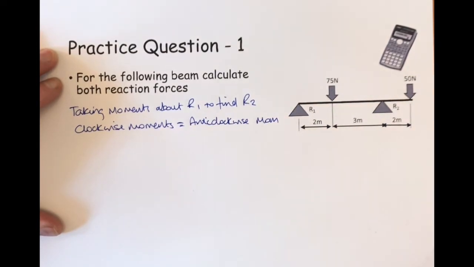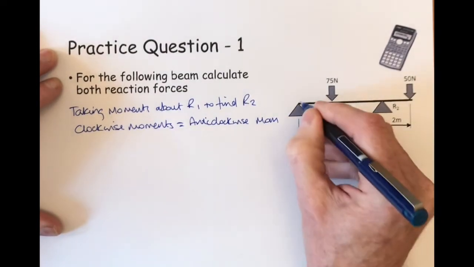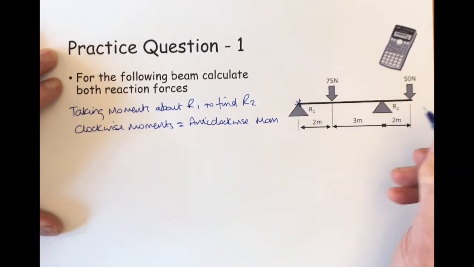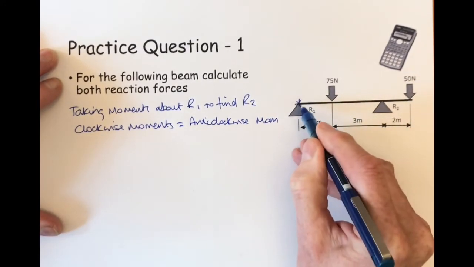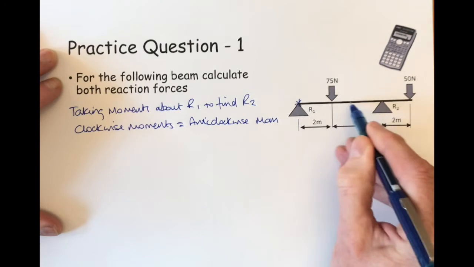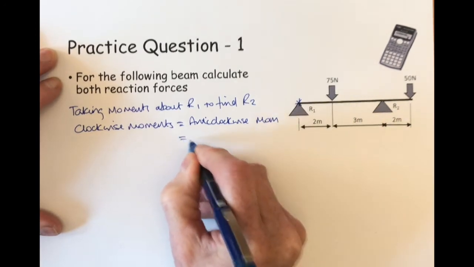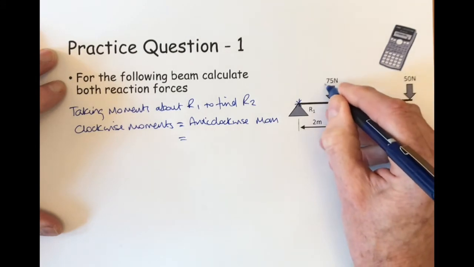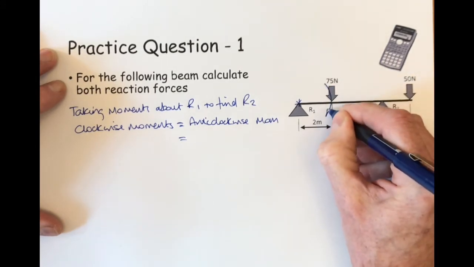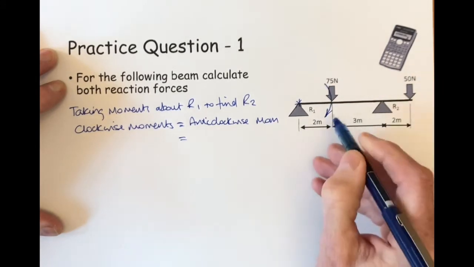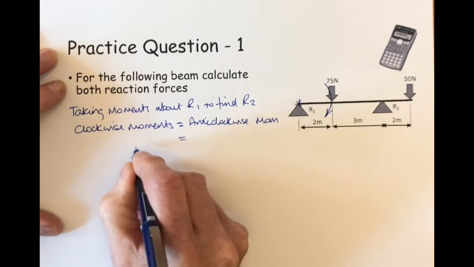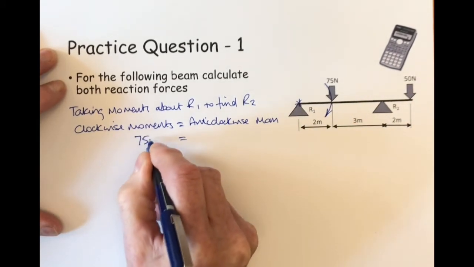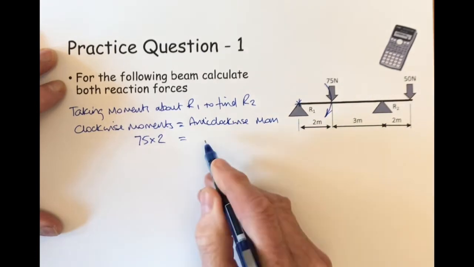So first, I next need to put a star just to remind me I'm taking moments about R1, so I'm going to start here and work from left to right. The first one I come to is the 75 Newton load, and that is pushing down like that in a clockwise direction. It's 2 meters out, so it's 75 times 2 on the clockwise side.